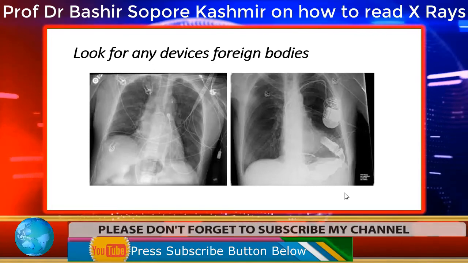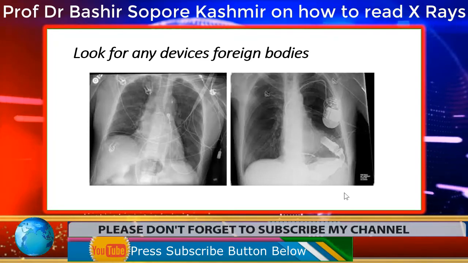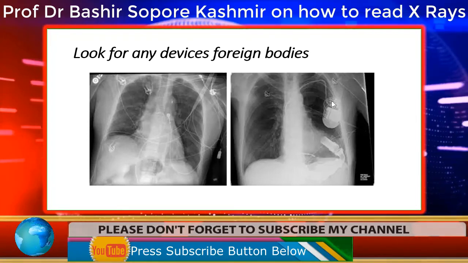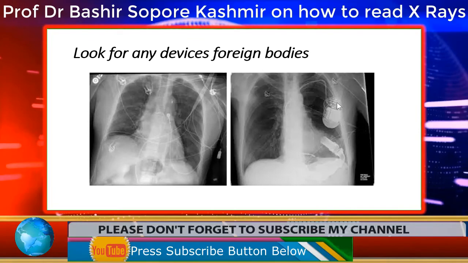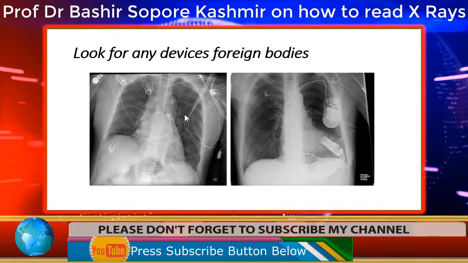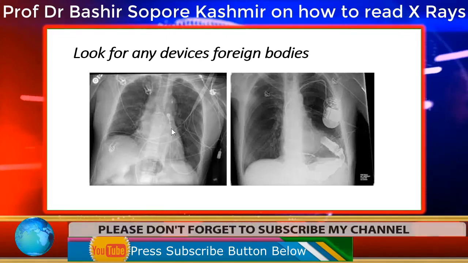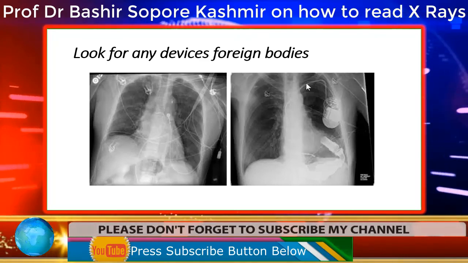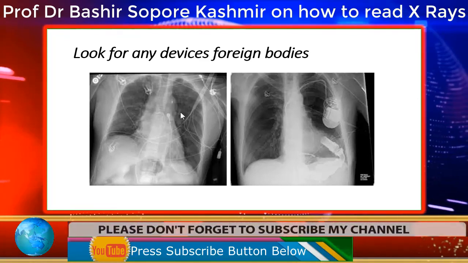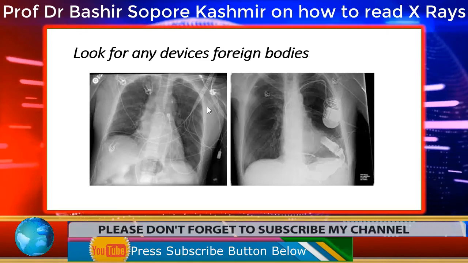Once we have finished looking at the lobes of the lung and at the pulmonary vasculature, now we should also look for any foreign bodies. If there are any foreign bodies in the chest, like you can see here, this is the pacemaker, right? And these are the tubes, right? And these are the ECG leads, right? So you can very clearly see these foreign bodies over the X-rays. Any foreign body in the trachea or in the mediastinum or in the chest can easily be detected on the X-ray.